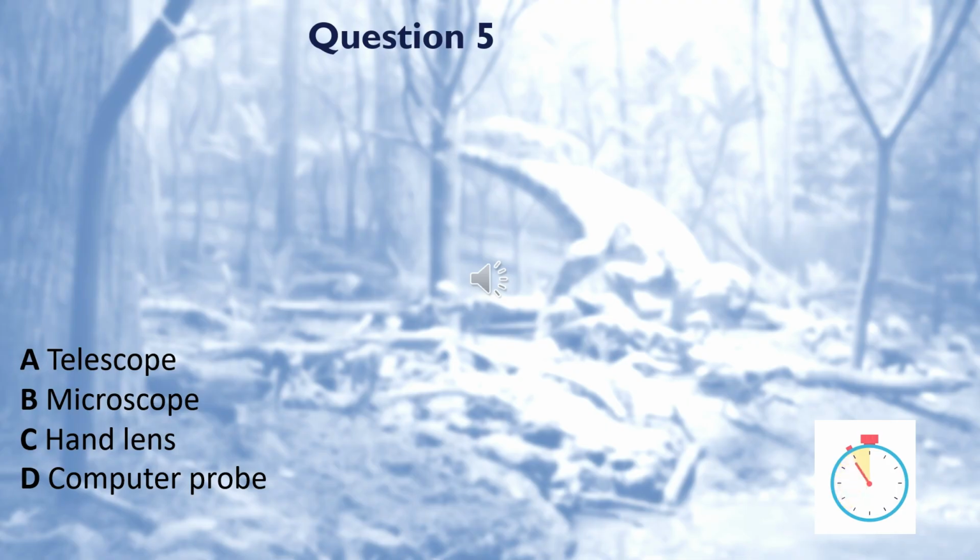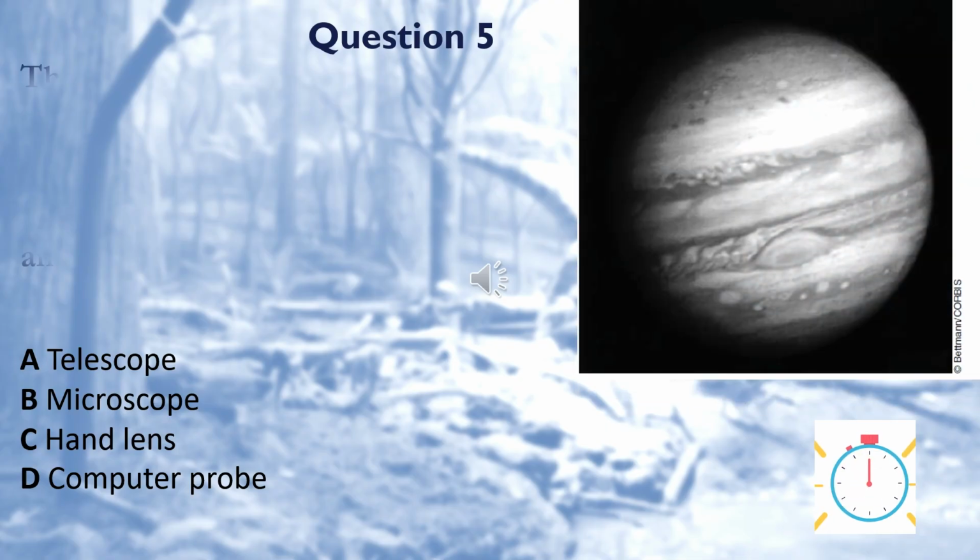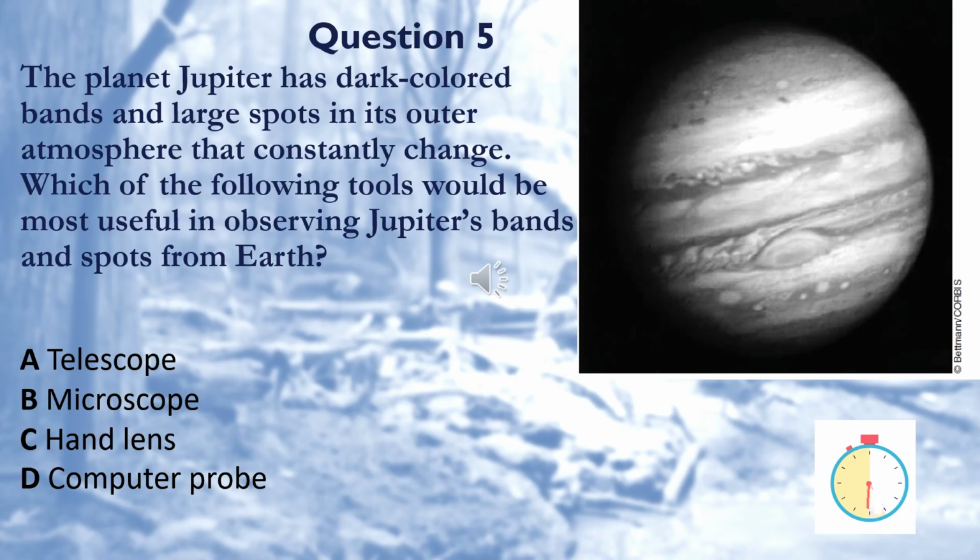The planet Jupiter has dark-colored bands and large spots in its outer atmosphere that constantly change. Which of the following tools would be most useful in observing Jupiter's bands and spots from Earth? A. Telescope. B. Microscope. C. Hand lens. D. Computer probe.